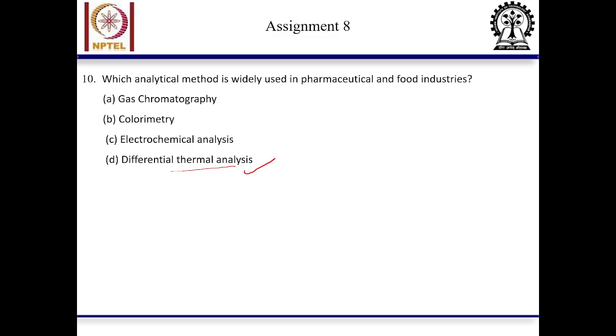Surya, do you agree with me? People use electrochemical analysis, but differential thermal analysis is a must, because for any compound you are forming, you have to know the thermal stability and what decomposition components are forming upon heating.